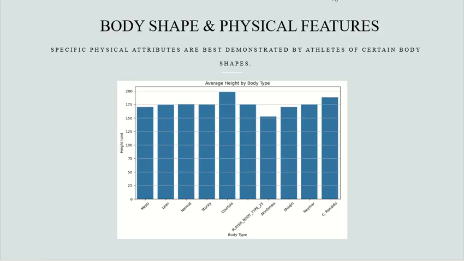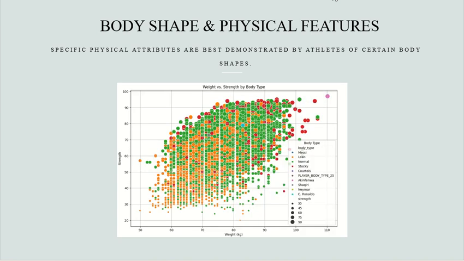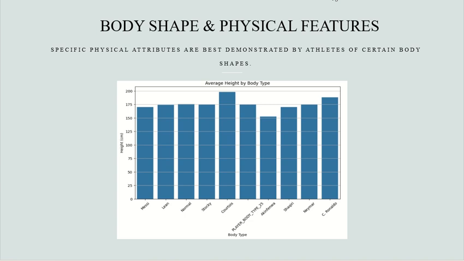The third hypothesis is body shape and physical features. Specific physical attributes are best demonstrated by athletes of certain body shapes. It is suitable to use a bar chart when comparing average height across different categories like body types. This will accurately represent the quantitative measures of height in this form of visualization.